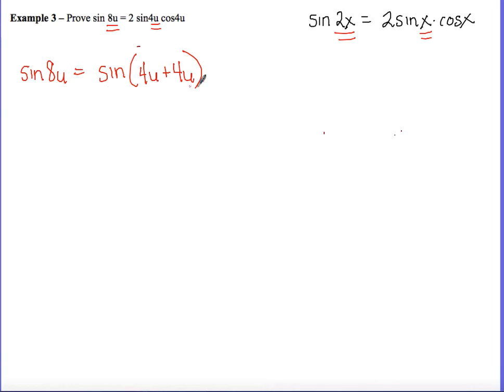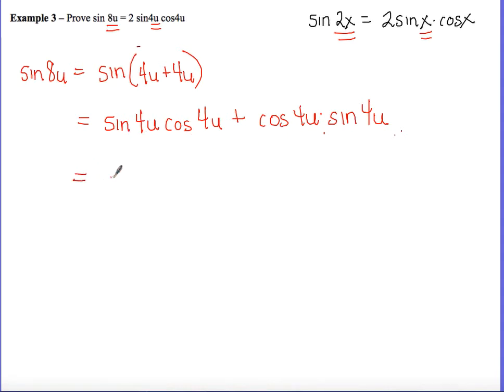So the sine of 4u plus 4u, using those identities that you talked about yesterday in section 5.3, I can rewrite that function. Those identities tell me it's the sine of 4u times the cosine of 4u plus the cosine of 4u times the sine of 4u. Sine times cosine, cosine times sine, that's the same thing. So that means I have 2 of the sine times cosine. And that's exactly what we're looking for to prove there.